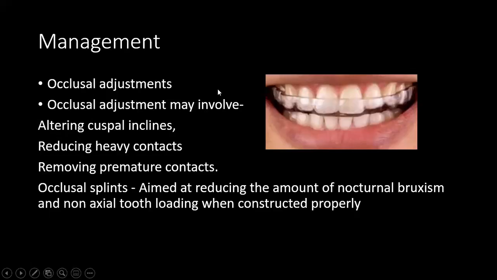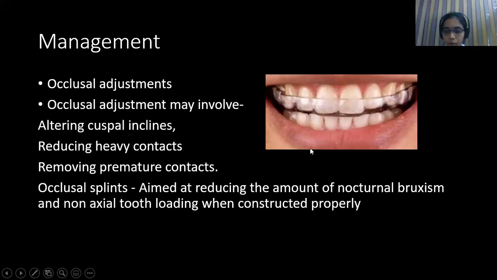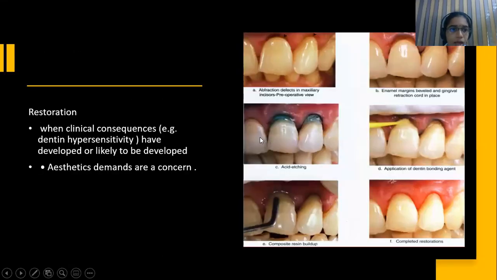Management. First, the cause of abfraction has to be determined and removed. Occlusal adjustment has to be done. The occlusal adjustment may involve altering the cuspal inclines, reducing heavy contacts, and removing premature contacts. Occlusal splints are aimed at reducing the amount of nocturnal bruxism and non-axial tooth loading when constructed properly.